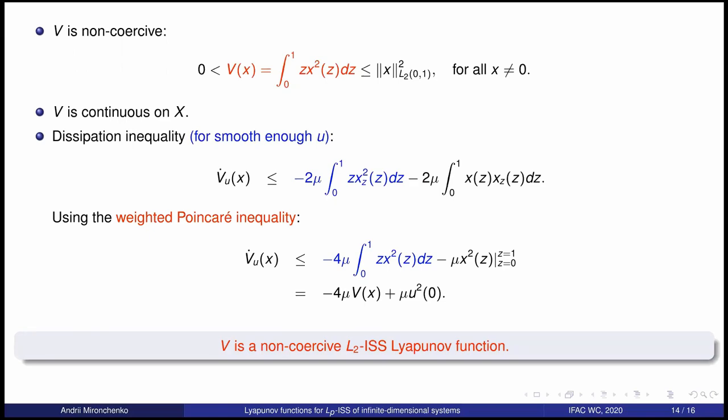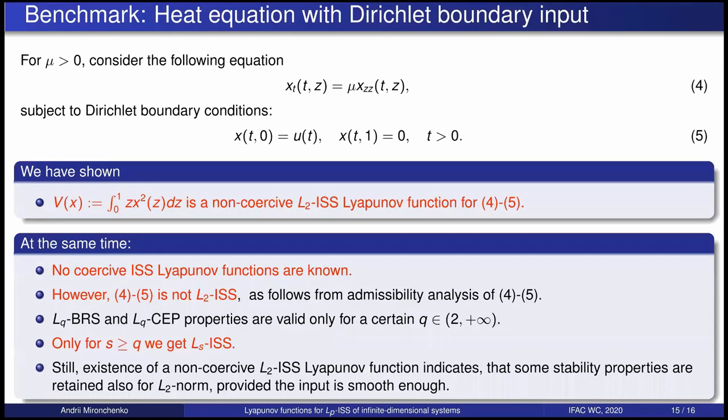Now let us collect what we know about this system. This function V is a non-coercive L2 ISS Lyapunov function. At the same time, no coercive ISS Lyapunov functions are known. And moreover, by using admissibility analysis, one can show that this system is not L2 ISS. This is due to the fact that these two properties are not valid for q equal 2. They are valid only for q somewhat larger than 2, and only for s greater or equal than this q, we get the LS ISS property.